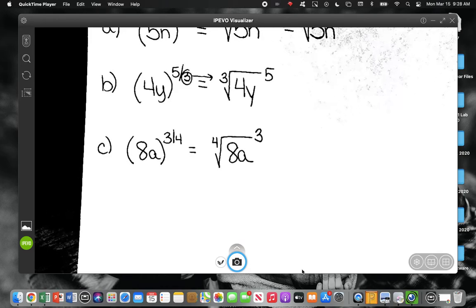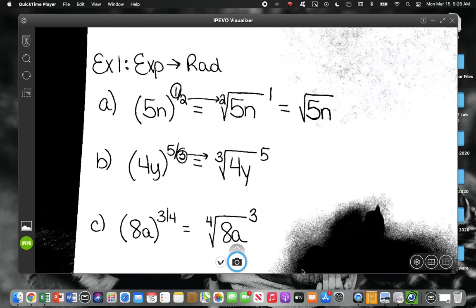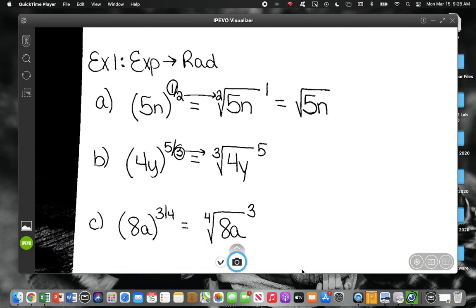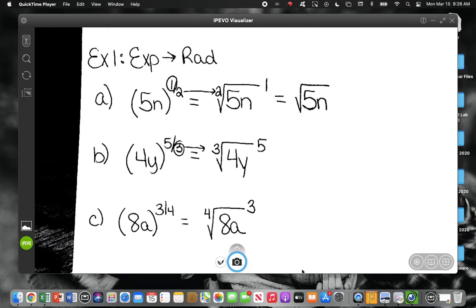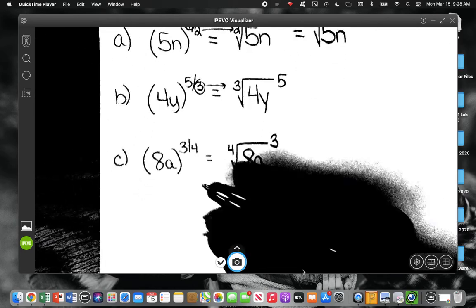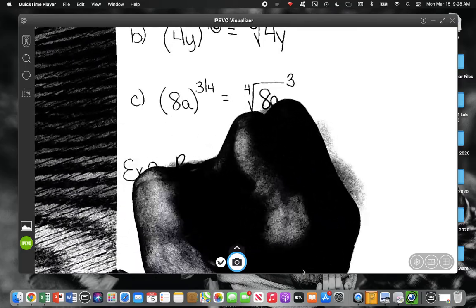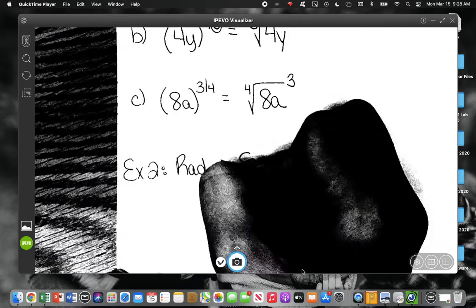Now, just like sometimes it's beneficial to go from exponential to radical form, in some cases it is nice to use exponents. So for our second example, we are going to go from something that's in radical form and change it to exponents.